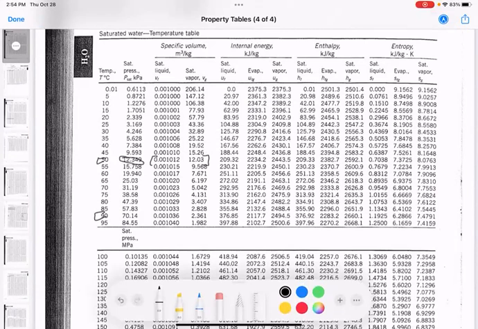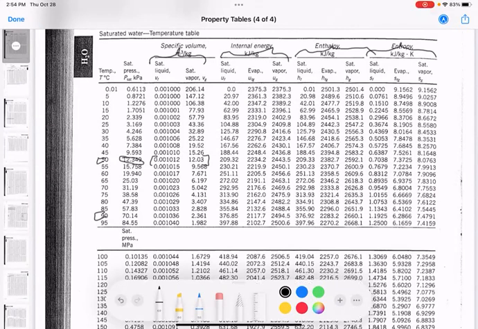And 90% quality means that the internal energy is 90% of the way between UF and UG. So that means that the internal energy at this state is 10% of the way between UF and UG. The enthalpy of this state is 10% of the way between HF and HG. The entropy of the state, which you'll learn about later, is 10% of the way between SF and SG. And what interests us, the specific volume, is 10% of the way between VF and VG.